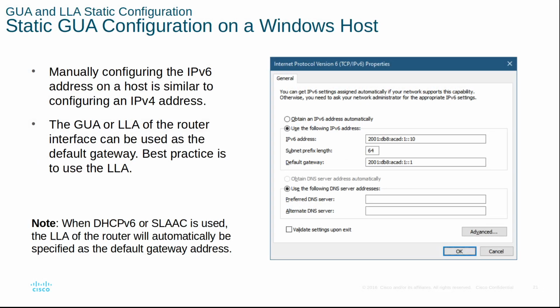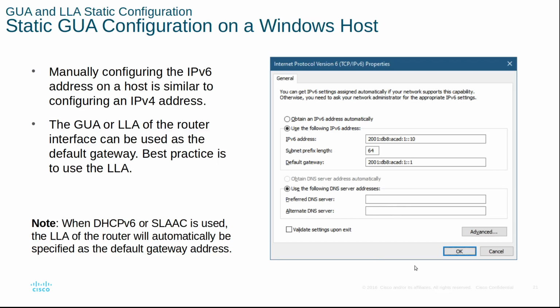In Windows, manually configuring them is pretty much the same as doing it in IPv4. So we go into our IPv6 settings. We say use the following address. We stick in our address, we stick in our prefix length and our default gateway. And if you want DNS servers, you stick them in there and you say OK.